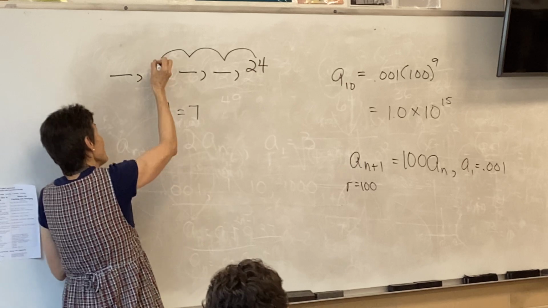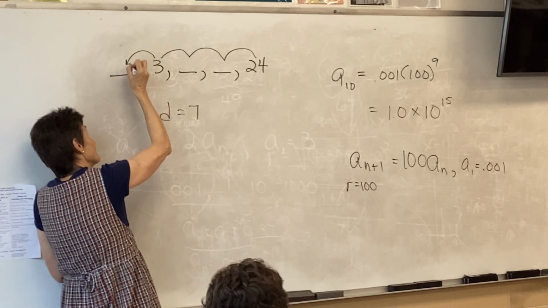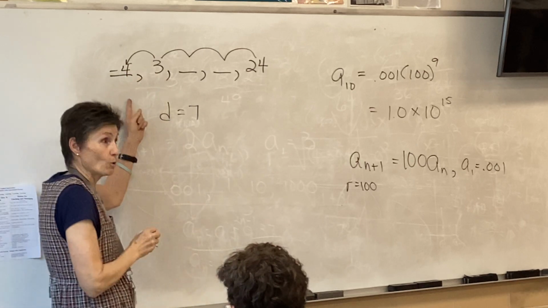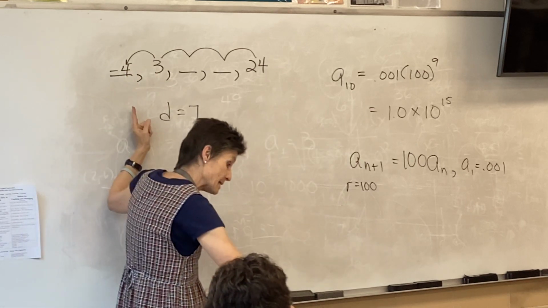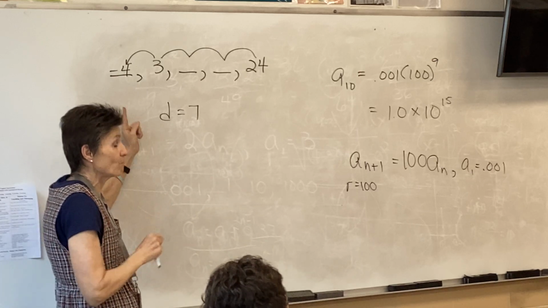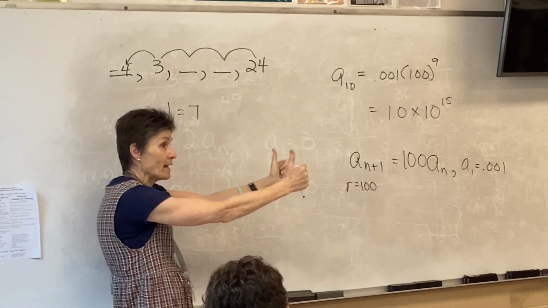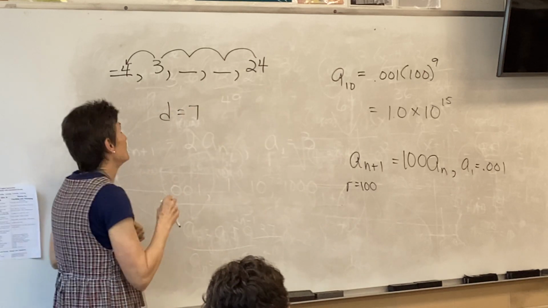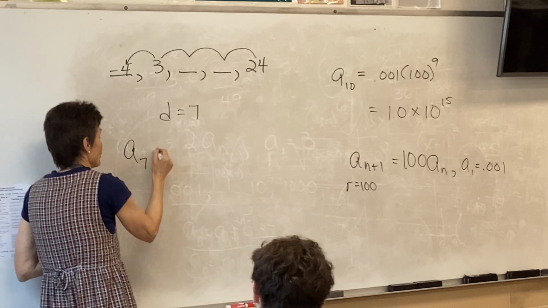Now, tell me about this term. What will that term be? -4, that's the first term, that's one of the things I needed, find a sub 1. So the first term is -4, because if I'm adding 7 to go that way, I'm going to be subtracting 7 to go this way. Now I need the 7th term.